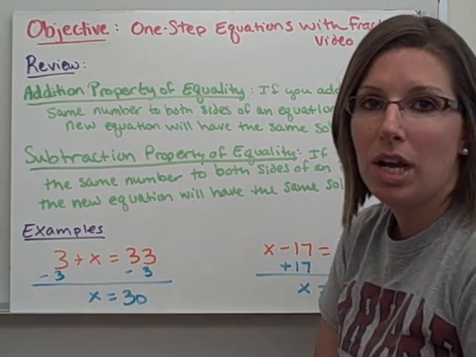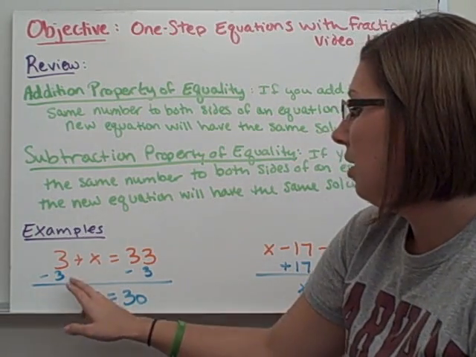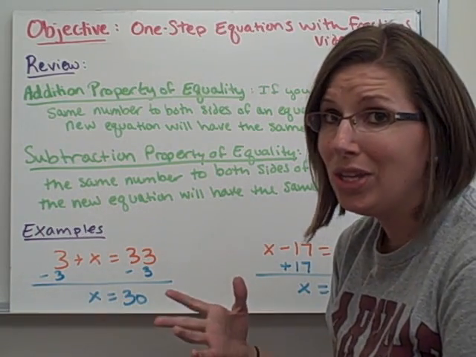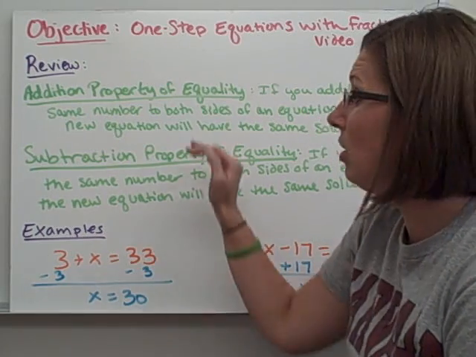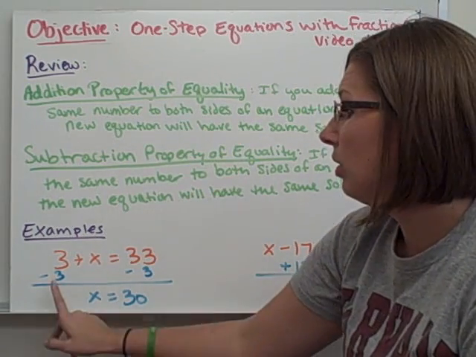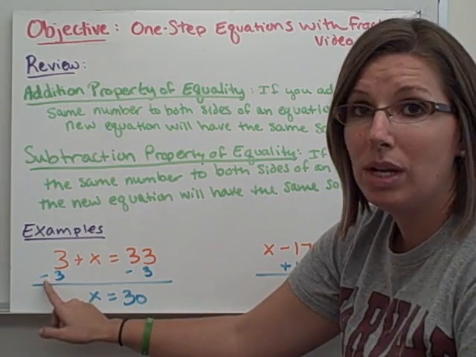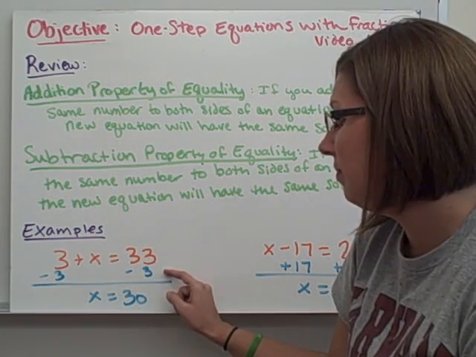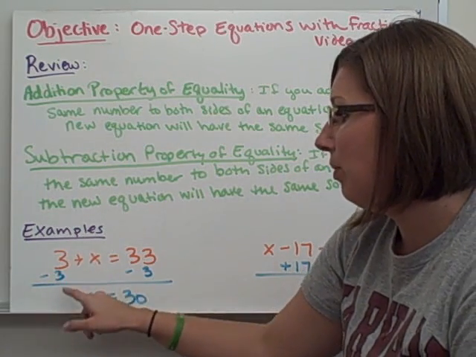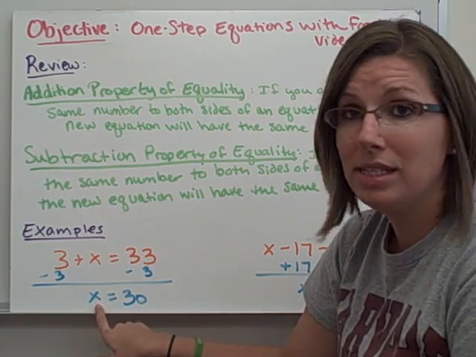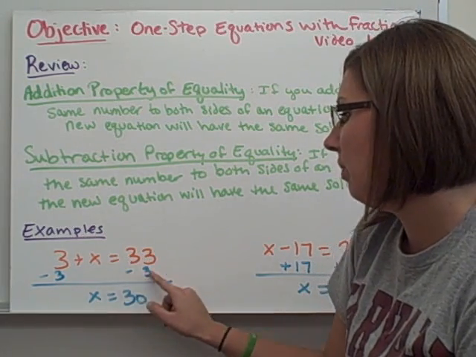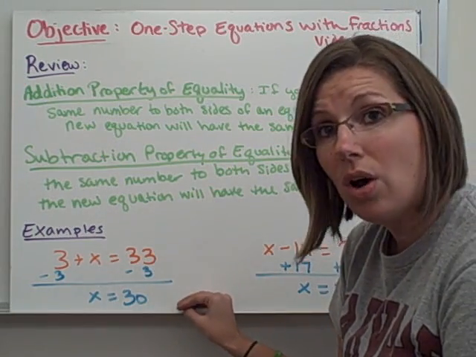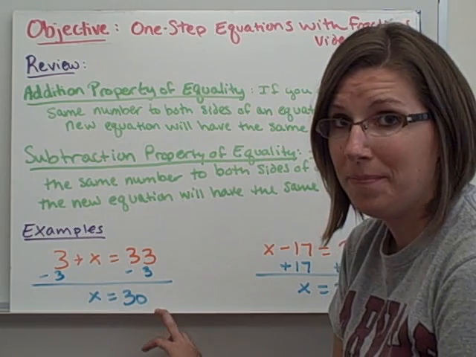Some examples that we've tried before with whole numbers, such as 3 plus x equals 33. To figure out what x is, we do not use guess and check. We use these properties of equality. We're going to use inverse operations and subtract 3 from the left side and 3 from the right side of our equation. And so that 3 take away 3 is nothing, where we have x by itself on the left side, and then 33 take away 3 is just 30. So using the subtraction property of equality, we know that x has to equal 30.